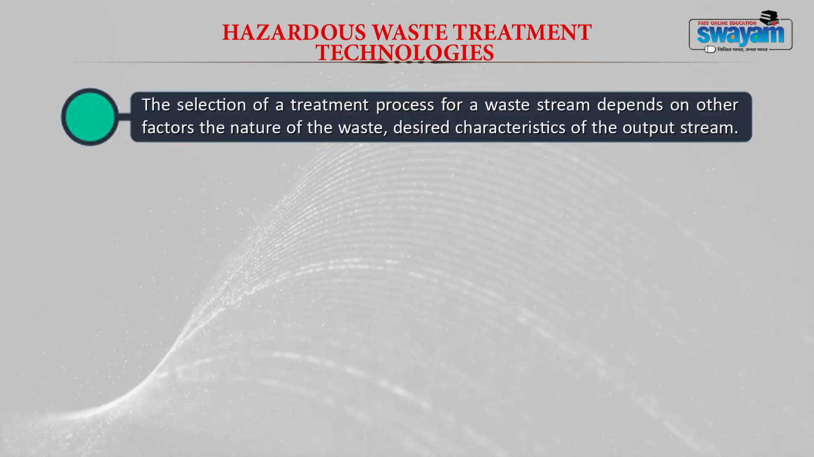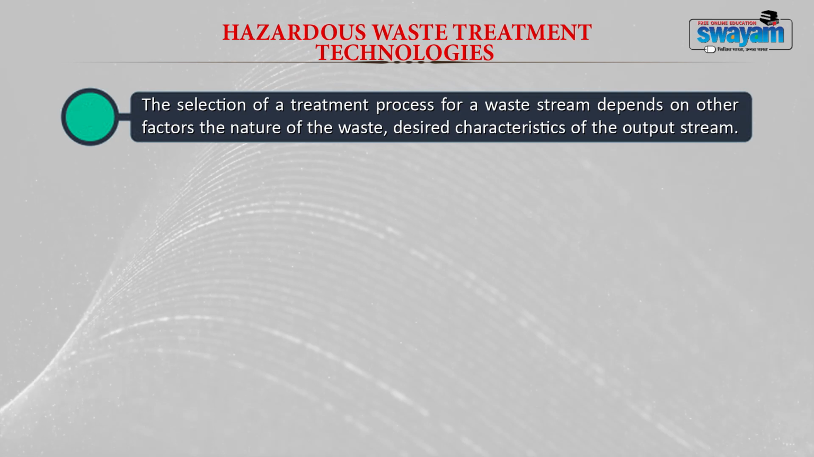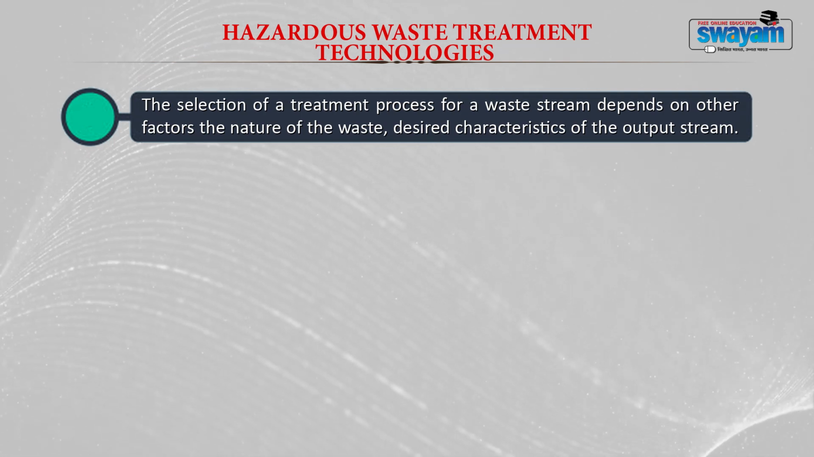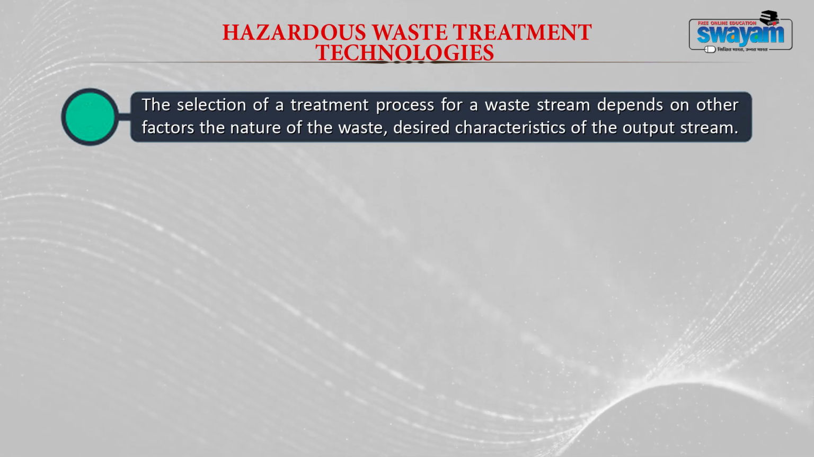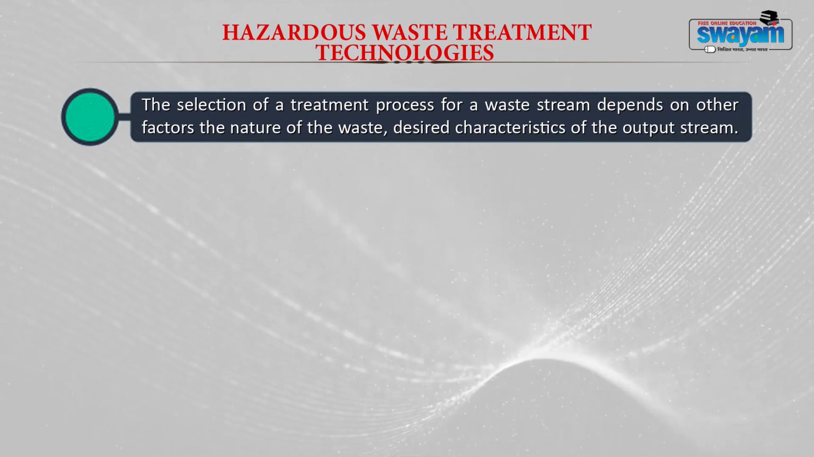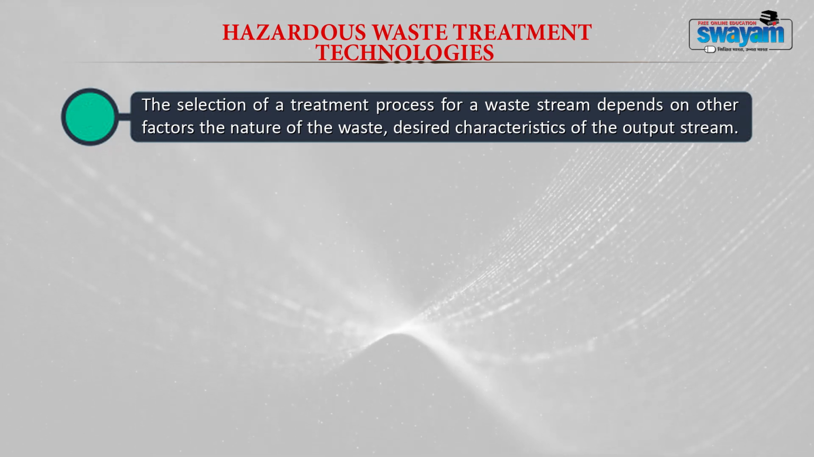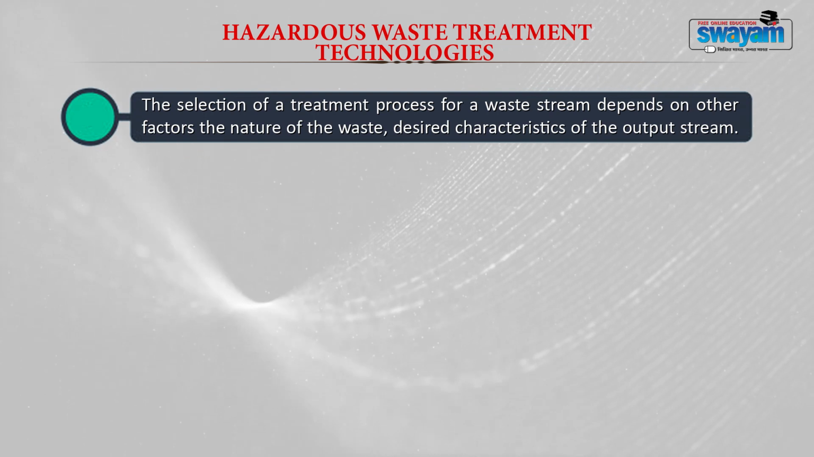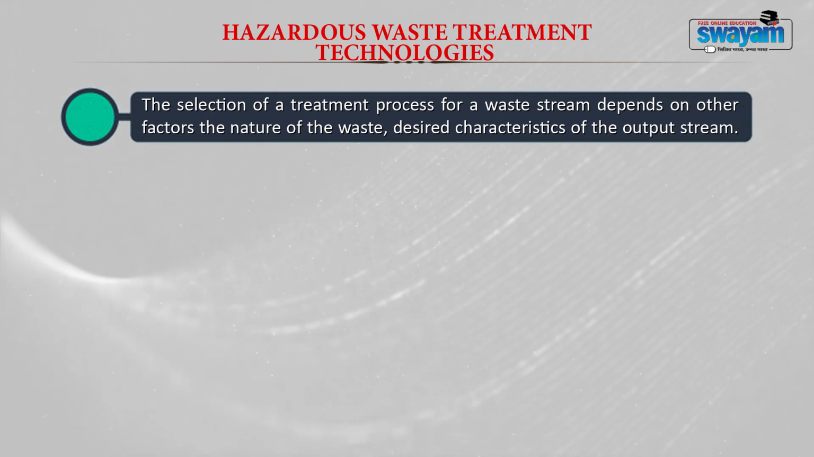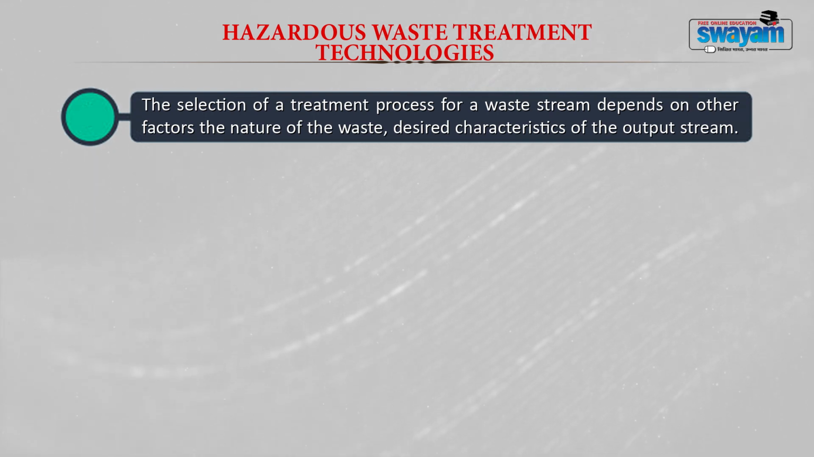Now, the selection of a treatment process will depend upon the waste stream. Two major factors are very important. One is the nature of the waste, and the second is the characteristic that you require in an output stream. That is, after treatment, what characteristic are you expecting from the waste?